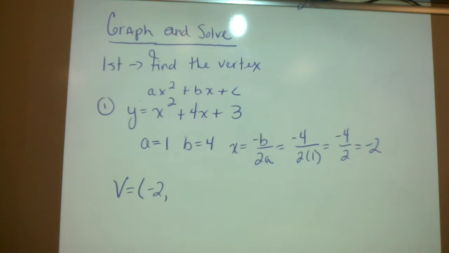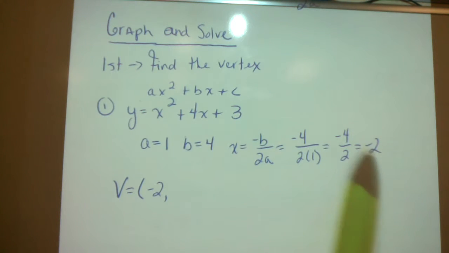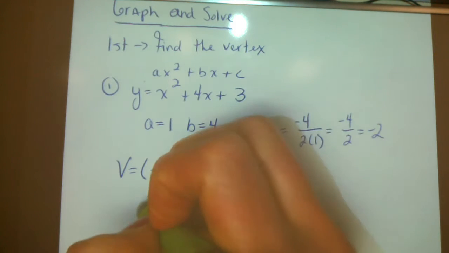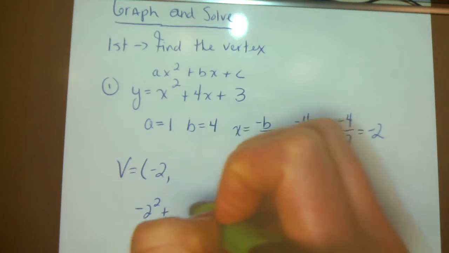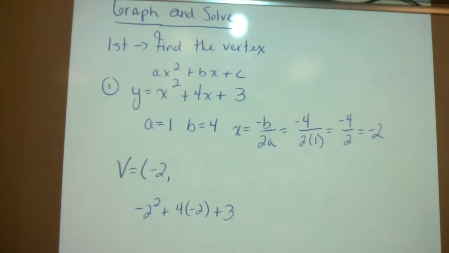Now I'm going to take that negative 2 and substitute it into this equation. Wherever I see an x, I'm going to take that negative 2 and put it in. So I'm going to lift this up a little bit. Let's do the work right underneath it. I've got negative 2 squared plus 4 times negative 2 plus 3. Let's do the math.